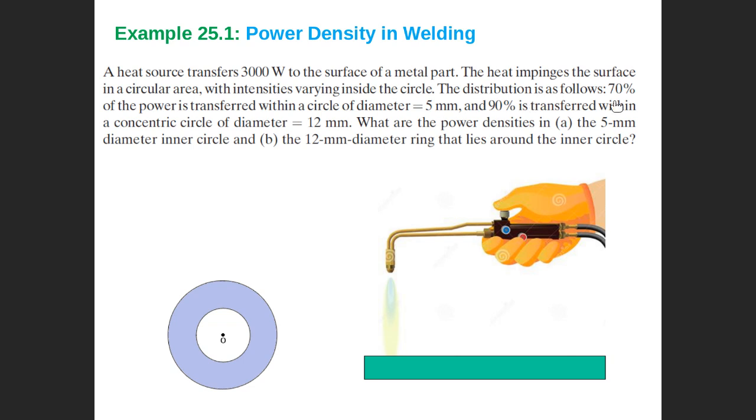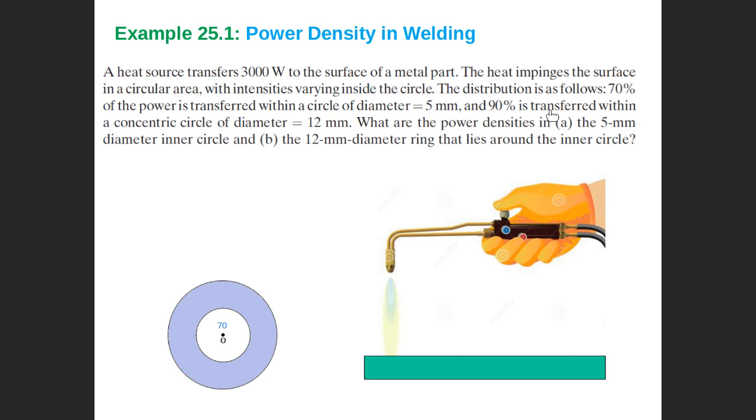70% of the heat is transmitted within a circle of 5 millimeter diameter. Can you see that this circle is 5 millimeter diameter? This white color circle is 5 millimeter diameter. He said that 70% of the heat is transmitted in this 5 millimeter circle. Why did he say this? 70% of the heat is transmitted in this white color circle with 5 millimeter diameter, right?